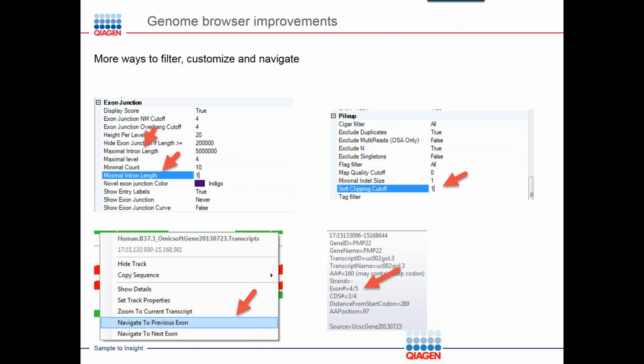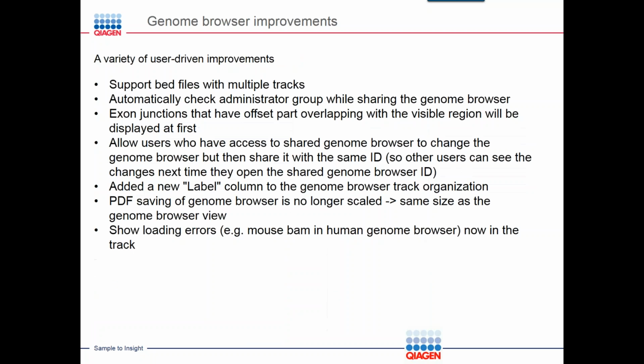So Genome Browser has been widely used by our users. We have actually started to do more in 10.0. We listened to individual user requests, and we provided very advanced filtering and customization modules such as intron length filtering, soft clipping cutoff, navigations to allow users to move between different exons, or even more tooltips on the exact location of different tracks. Those are just a few screenshots of the many things that we have provided.